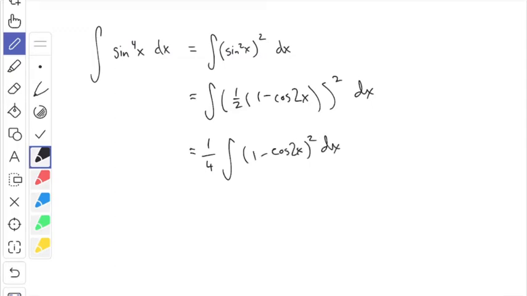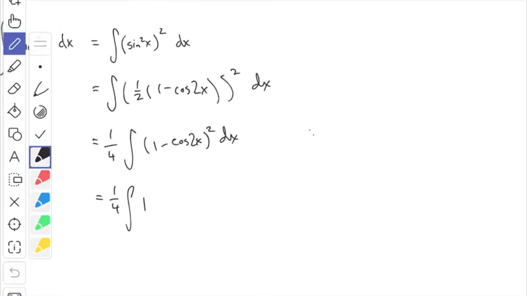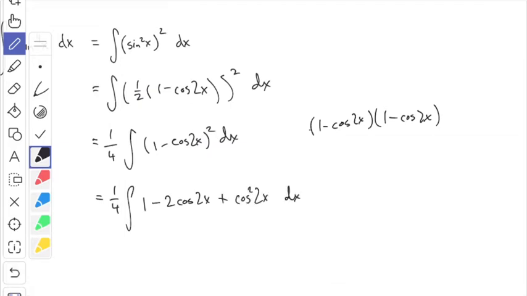And that, I'm going to expand like the FOIL thing. So this becomes integral of, at the beginning I get 1. So what I'm doing is 1 minus cosine 2x times 1 minus cosine 2x, right? So I get 1 at the beginning, then I get minus 2 cosine 2x. And at the end, plus cosine squared of 2x. All right.